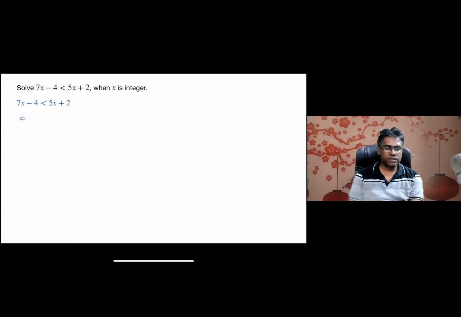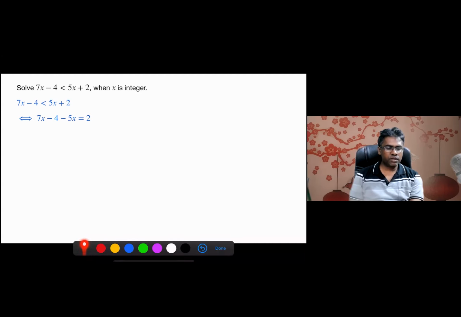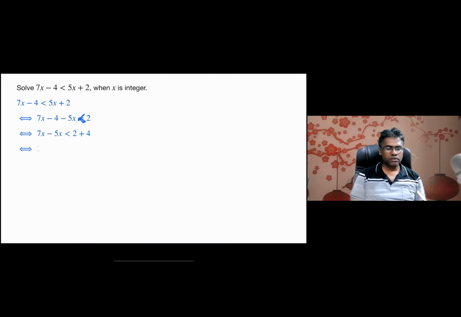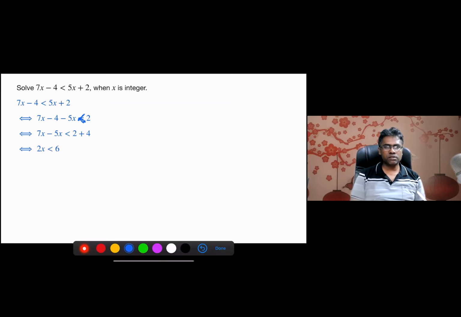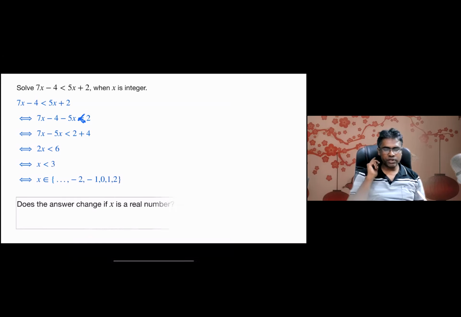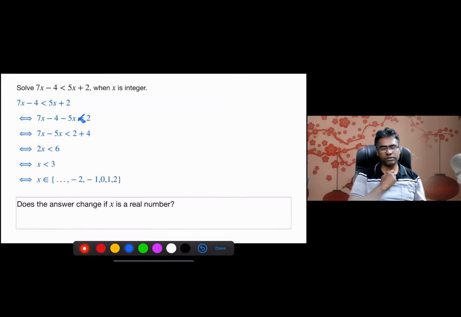So you have this, and then here, I think I can take -5x to the left-hand side, but there is a mistake, isn't it? I made a typing mistake. This should be less than. Okay, so that should be less than. And -4, I can take it to the right side. Then we have 2x less than 6, and then x less than 3. Very nice. Now the question, does the answer change if x is a real number?